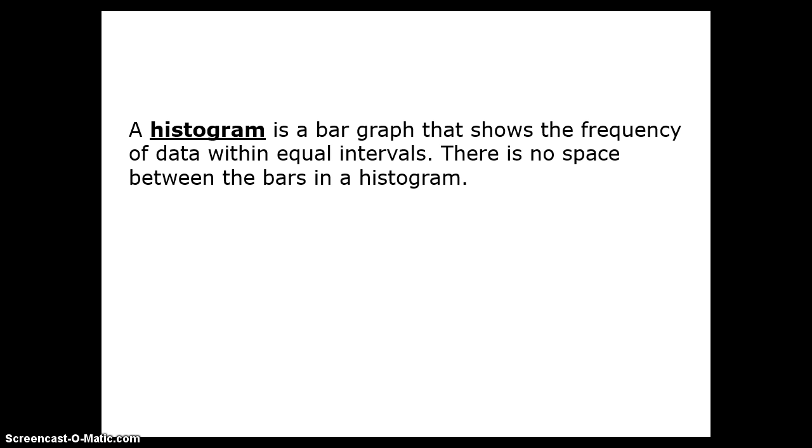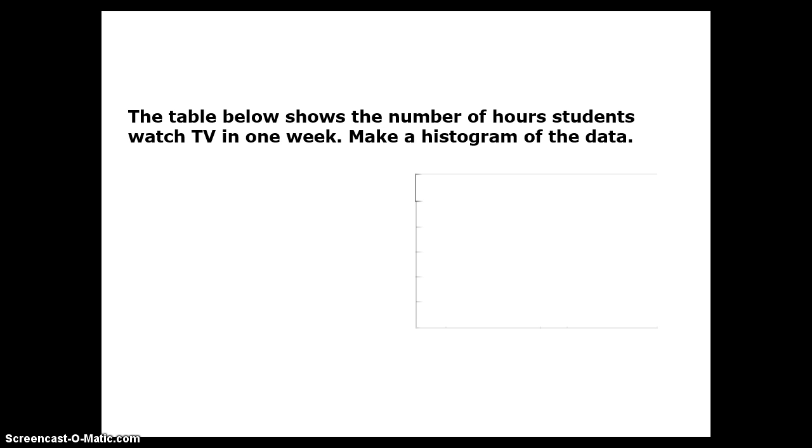A histogram is a bar graph that shows the frequency of data in equal intervals, and that is the most important thing to remember when making a histogram. It is also important to note that there is no space between the bars in a histogram. Let's look at how to make one.